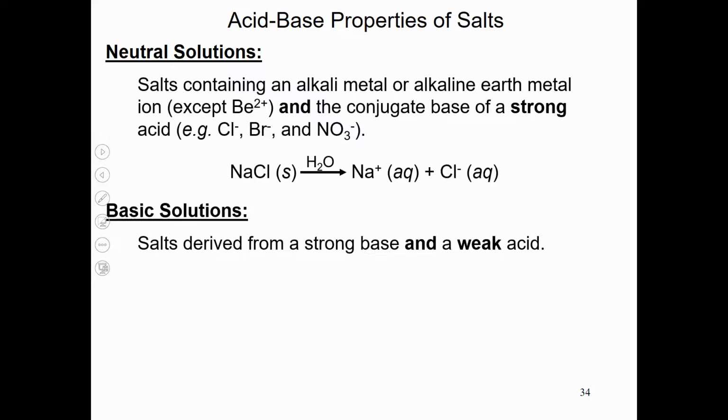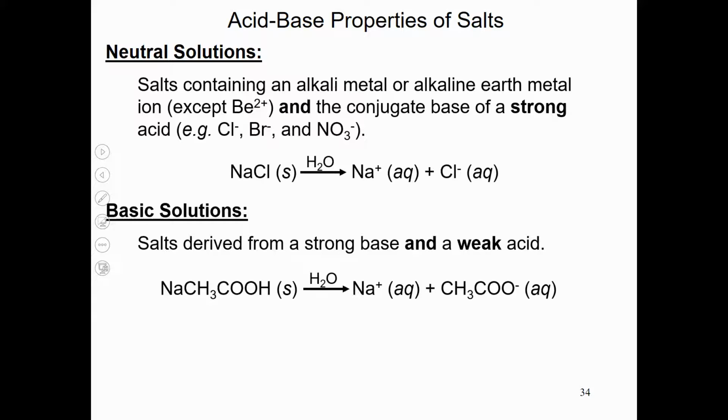Salts derived from a strong base and a weak acid will give you a basic solution. Okay? So something like sodium hydroxide would be a strong base. And that would obviously be basic because you're going to produce hydroxides. Sodium hydroxide would dissociate. But this is also a salt derived from a weak acid. It's the conjugate base of a weak acid. What weak acid?